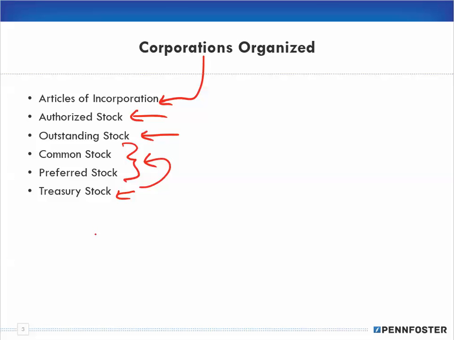Okay, so this is just a basic high-level overview to start giving you some ideas of what we're talking about. As we move forward, we're not going to talk about the articles much anymore. Yes, we will talk about authorized and outstanding, but we'll be discussing those in conjunction with the common and preferred stock. Okay, those concepts are integral parts of common and preferred stock. So in the next video, we'll start to move into actually the common stock and the preferred stock and start getting into a little bit more detail as to what that's all about.